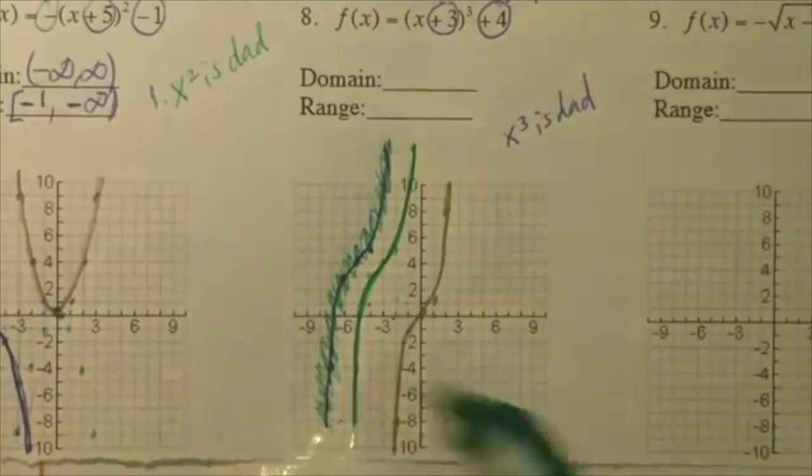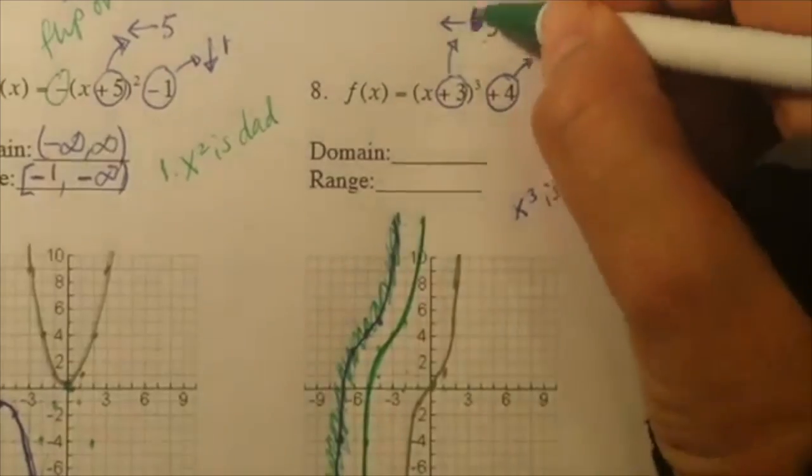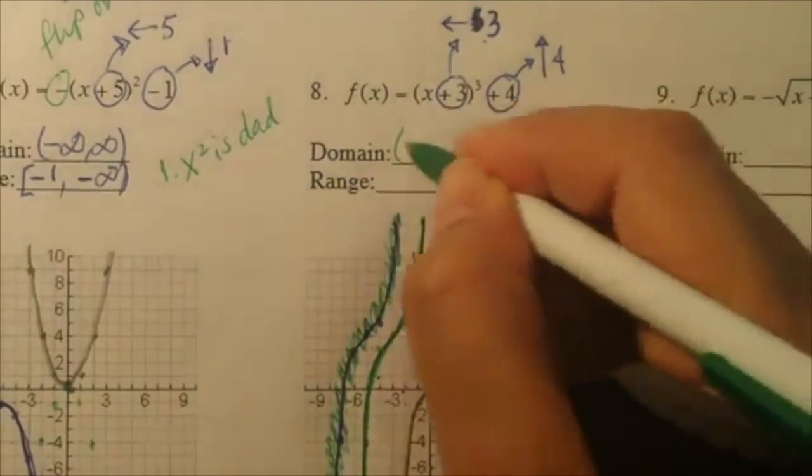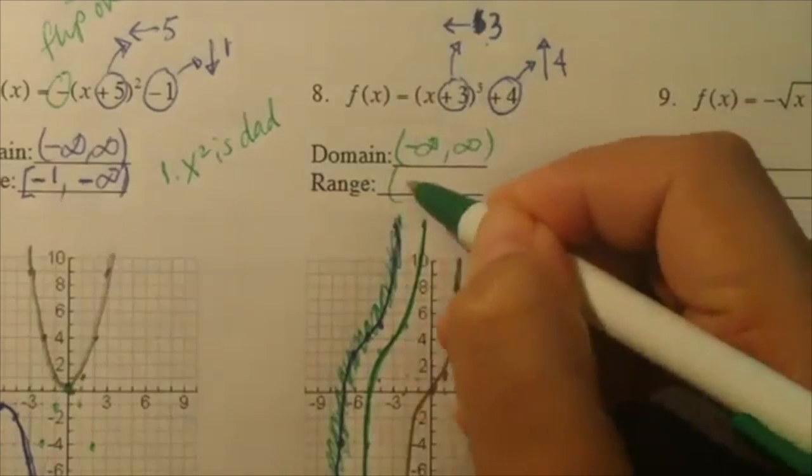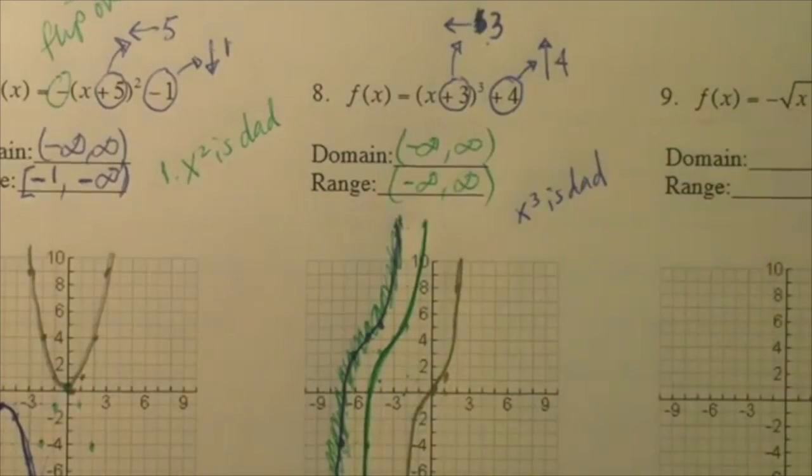Alright, looking at domain and range. Again, domain is x, range is y. Domain looks like it's everything, so -infinity to infinity. Range looks like it's everything, -infinity to infinity. That's pretty much it.